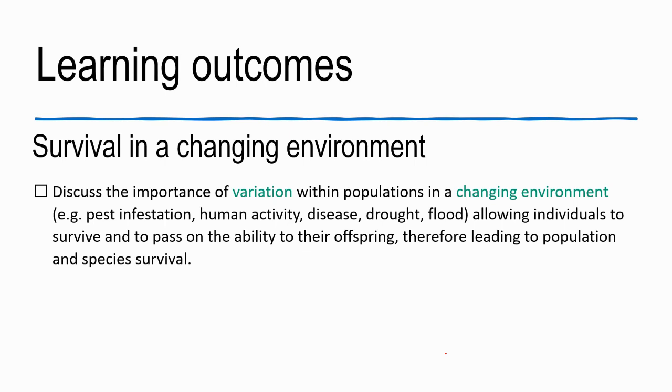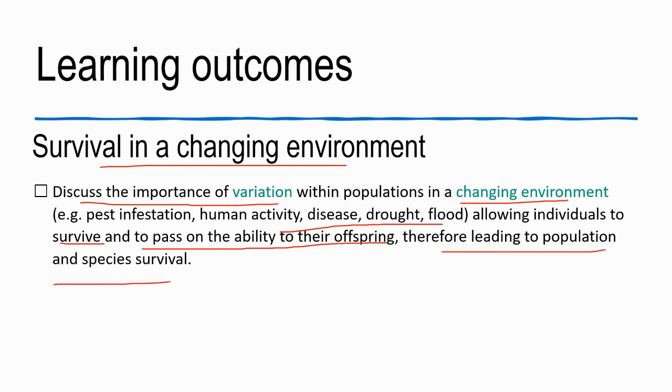So this video has been about survival in a changing environment, and being able to discuss the importance of variation within populations in a changing environment, maybe due to pest infestation, human activity, disease, drought, or flood, allowing individuals to survive and to pass on the ability to their offspring to survive, therefore leading to population and species survival.